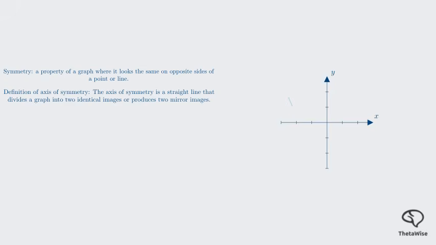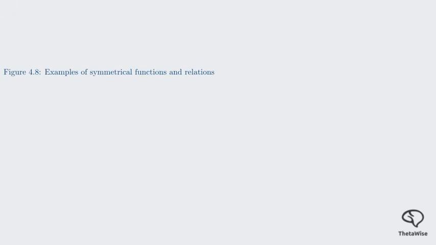Think of it like folding a piece of paper. If you can fold a graph along a line and the two halves match up perfectly, that fold line is an axis of symmetry. Figure 4.8 gives us three examples of axes of symmetry.